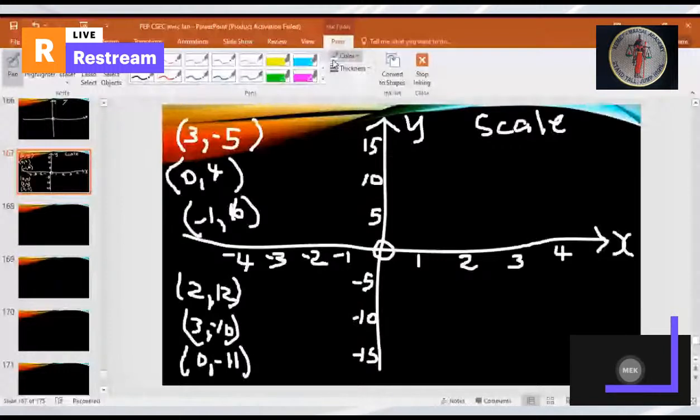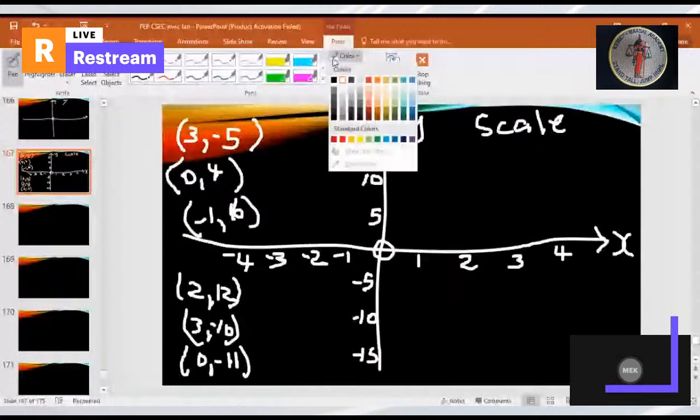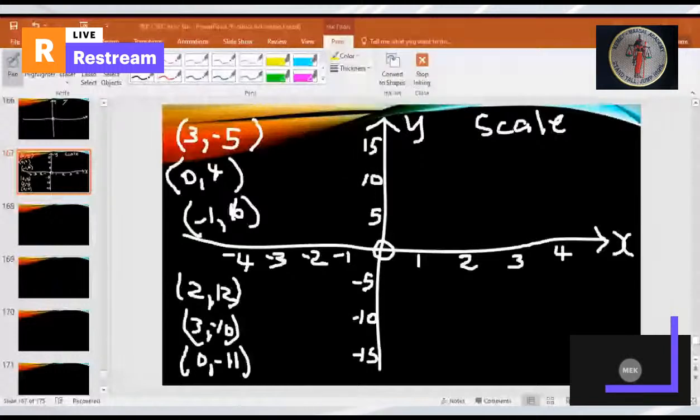So remember, you move on your x-axis first. The first number tells you where to move on the x-axis, and the second number tells you where to move on your y-axis. It's not that you make a point on the x and then another point on the y. You move in pairs first, and then you make the point.